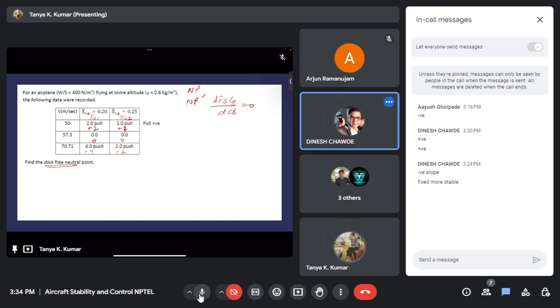dFs by q, I'll just write it neatly. So it's dFs by q by dCL should be 0. This is how your stick-free neutral point is defined. So we need to find the point, the CG, at which dFs by q by dCL is 0. So what could be the steps that we can follow to get this value?